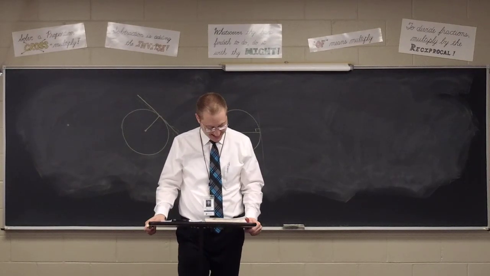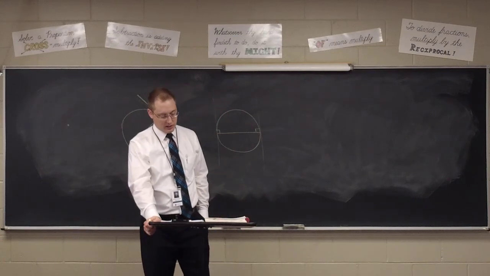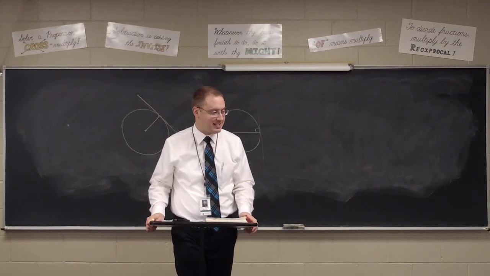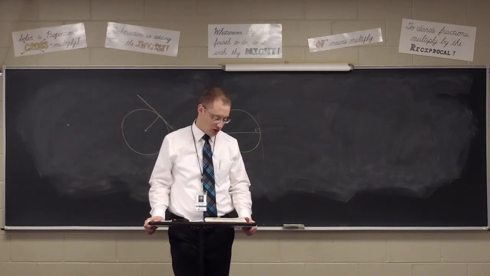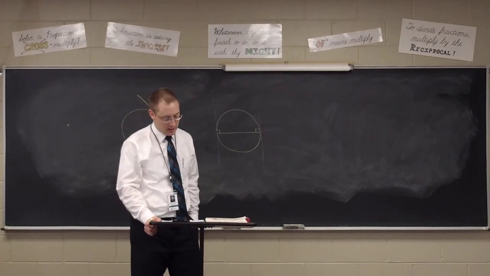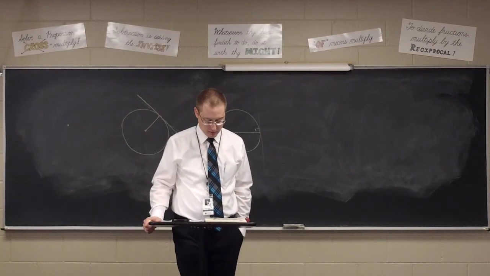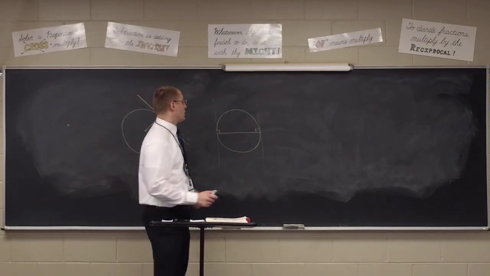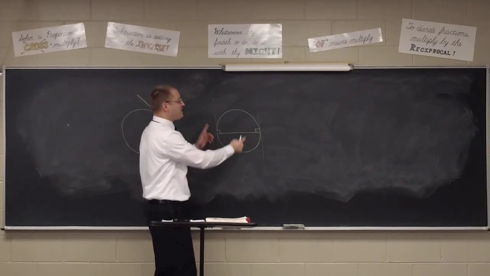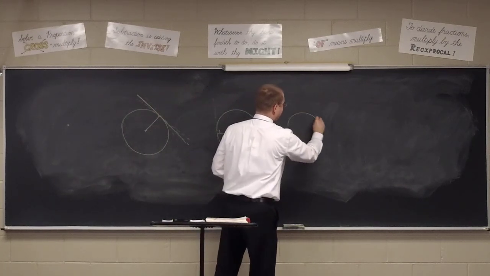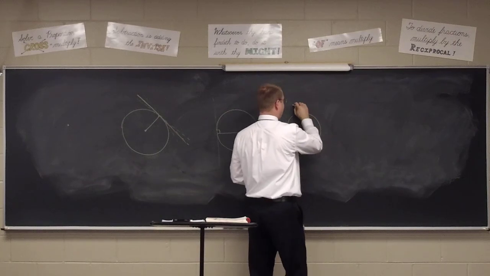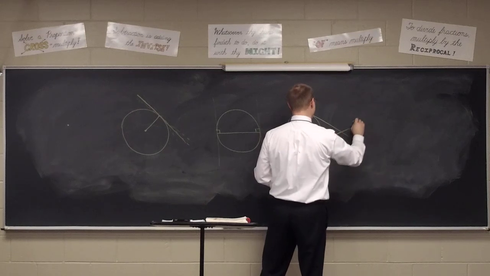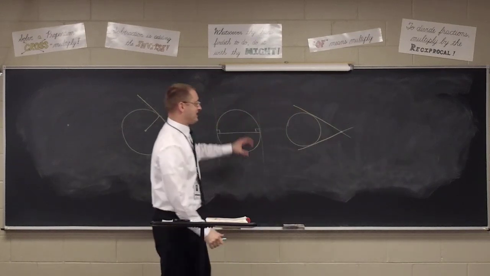Let's see, next statement I want you to write down. It says, if two tangents to a circle meet at a point, meaning they're not at the end points of a diameter, these two tangents will never intersect. So what we've got instead is maybe a tangent like that and a tangent like that, and they meet at a point.